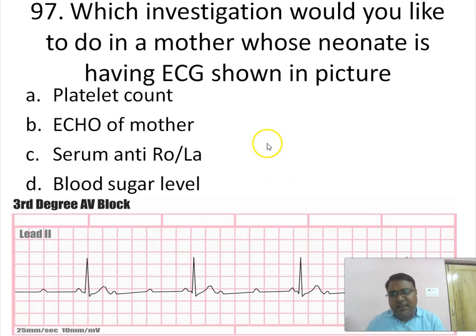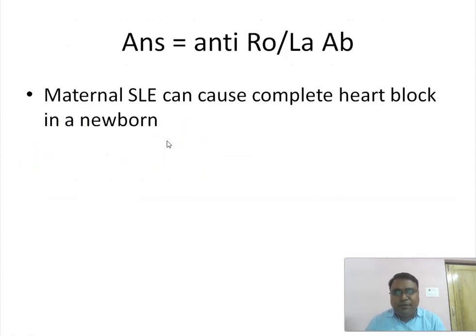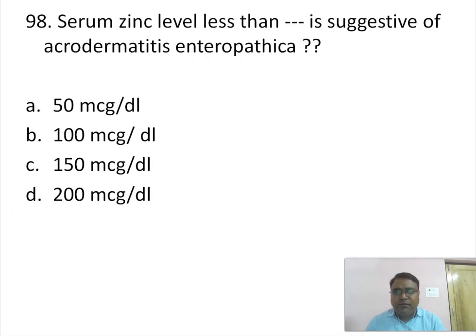Then what is the suspected disease in the mother? That is SLE. If you are suspecting SLE, then which investigation do we want to do in the mother? It is the serum anti-Ro and anti-La. Maternal SLE can cause complete heart block in a newborn.